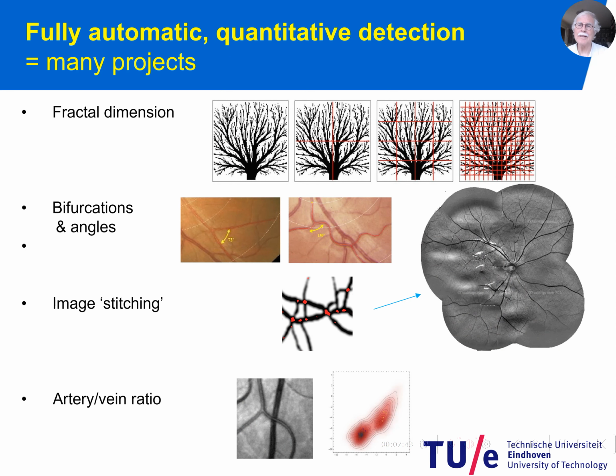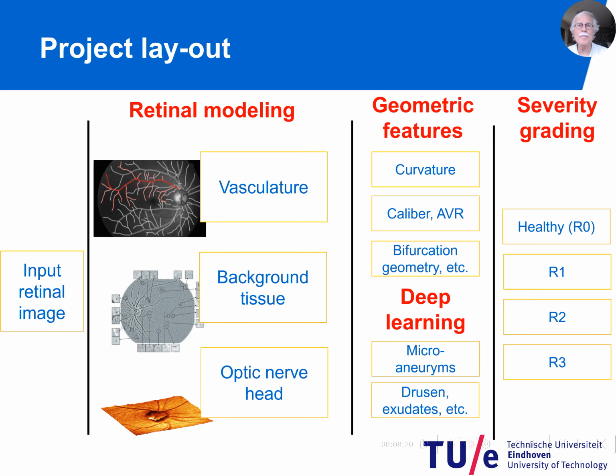Can you show something about the filling degree? How much does a vessel pattern fill up the retina? That's expressed in the fractal dimension. Bifurcations: normally, if there's a bifurcation, it's 90 degrees, but if the vessel is weak, it becomes another angle. Can we use these crossings and bifurcations to do image stitching to make larger images? So these are landmarks to couple these images together in a large panorama view. Can we find the ratios of arteries and veins and the diameters?